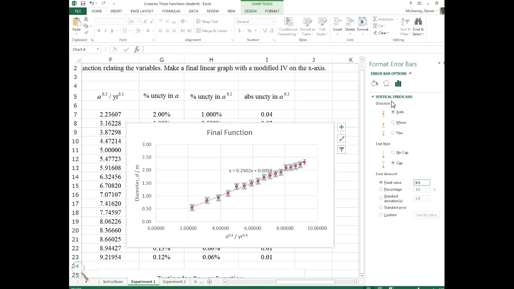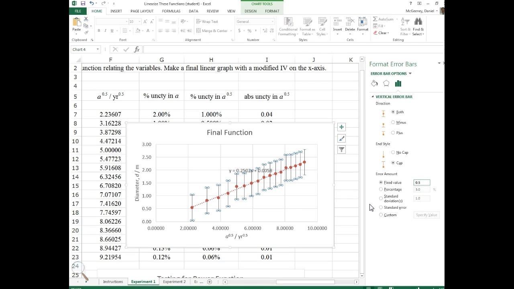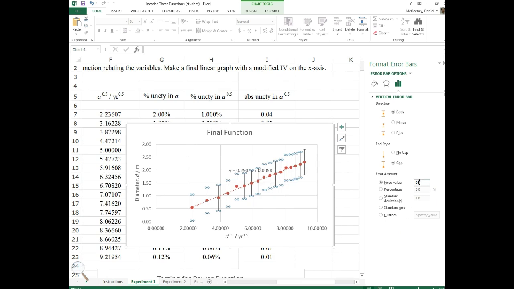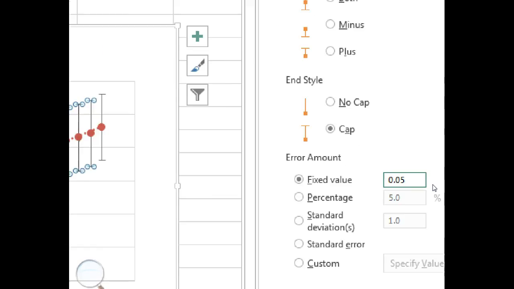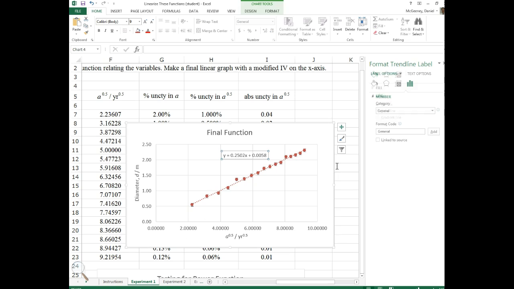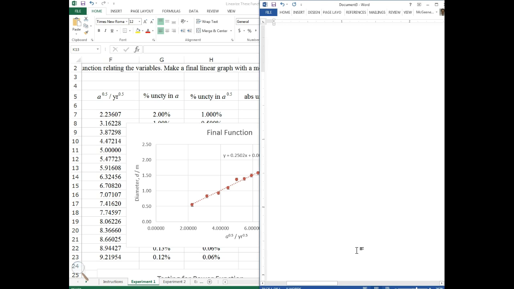I know it's vertical because I look up here. It shows that I'm editing the vertical error bars. So I hit enter. Wait, was it 0.5 or 0.05? It was 0.05. I knew that because those looked way too big. So I fix it to be 0.05, I hit enter, and there we go. Now the best fit line doesn't go through every error bar, but it's pretty close for most of it. The next thing we're going to have to do is write out a final function.